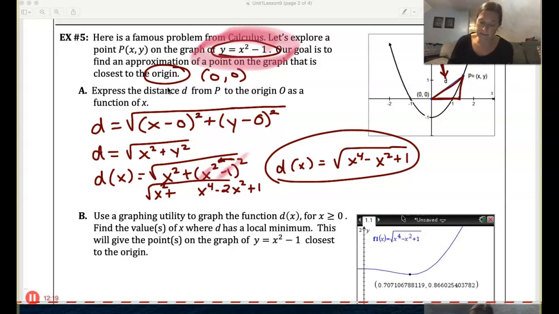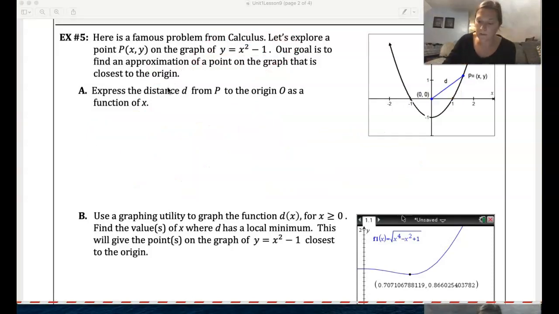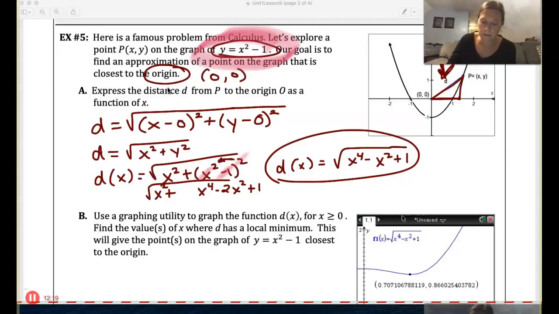So that represents this distance, right? Okay, so now it's asking us to use a graphing utility to graph the function, so our new function, and then find the value of x where d has a local minimum. Okay, so we want to focus just on the positive version because the negative version would just be the negative of it because it's symmetric, right? Okay, so when we go ahead and do this, oops, I didn't want to get rid of that. Bring that back, and then we do that.